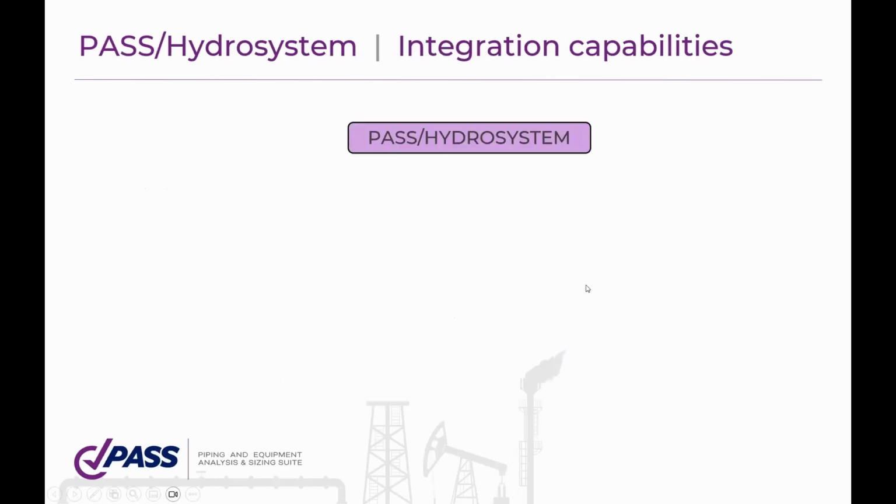In HYDROSYSTEM, we have very strong and very wide integration capabilities. We have a two-way interface with our other software, Start Pro, for stress analysis. So if you performed stress analysis in Start Pro, you can easily import your piping system from Start Pro to HYDROSYSTEM, and vice versa. If you have a piping system in HYDROSYSTEM, you can export it to Start Pro to perform stress analysis.